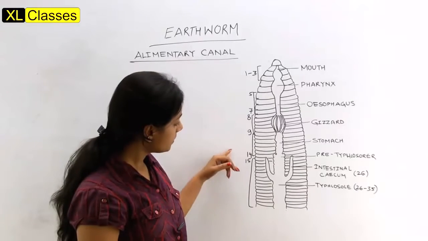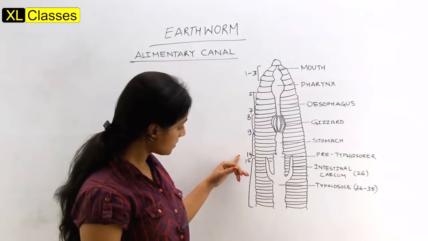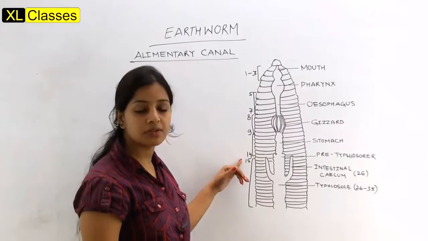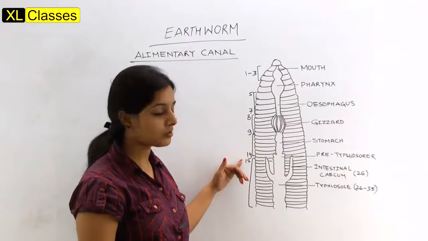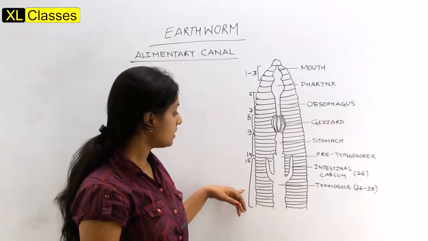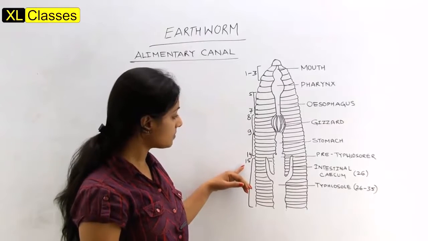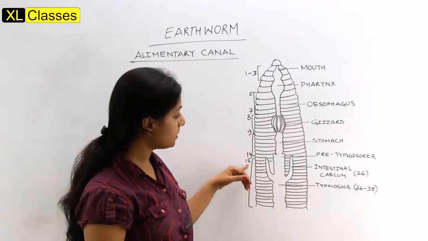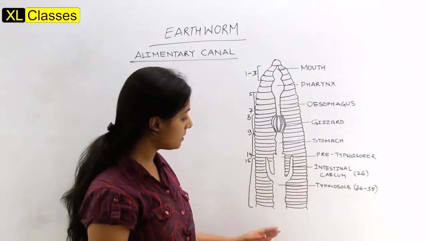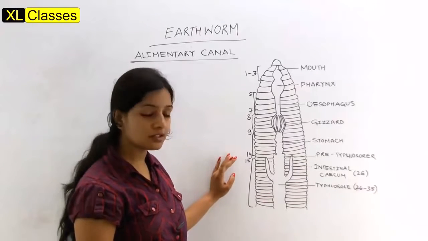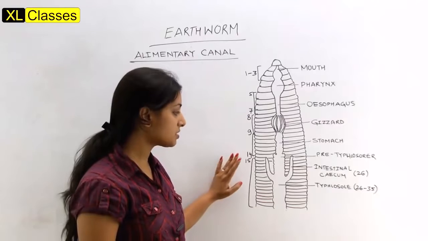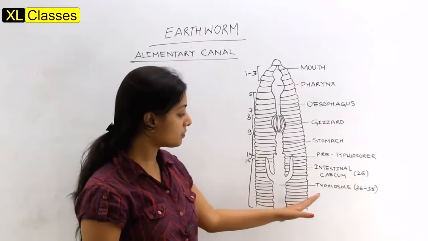Then the intestinal region starts from the 15th segment of the body of the earthworm and extends up to the last segment of the body. The intestinal system consists of a pre-typhlosolar region and then the typhlosolar region. The characteristic feature of the intestine of the earthworm is the presence of the typhlosole.